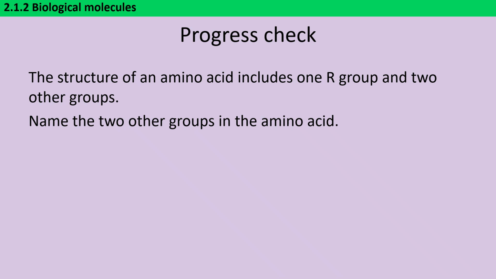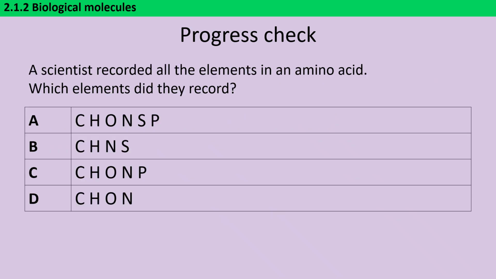The structure of an amino acid includes 1 R group and 2 other groups. Name these 2 other groups. So we've got the amine group, and it's really important that you're calling it amine, not amino, and then also the carboxyl group. A scientist recorded all of the elements in an amino acid. Which elements did they record?